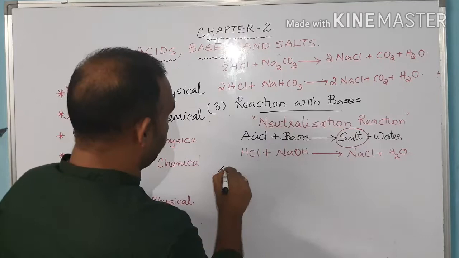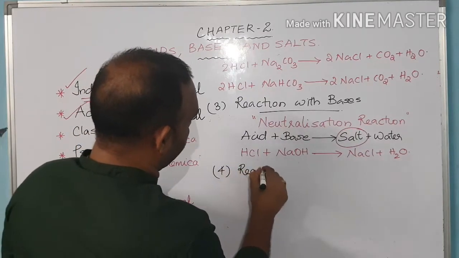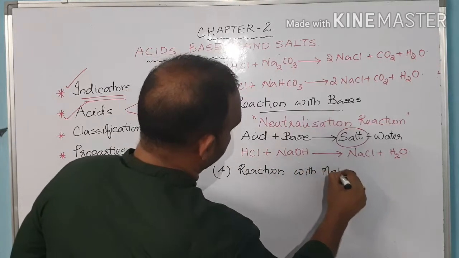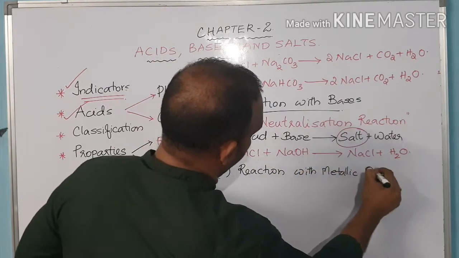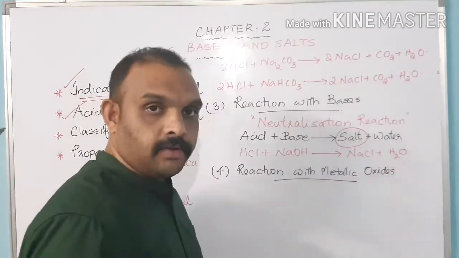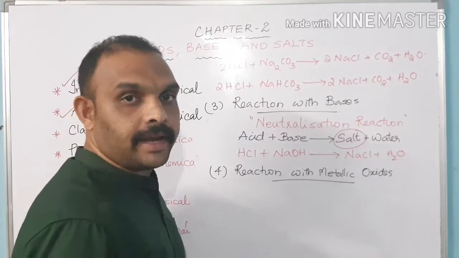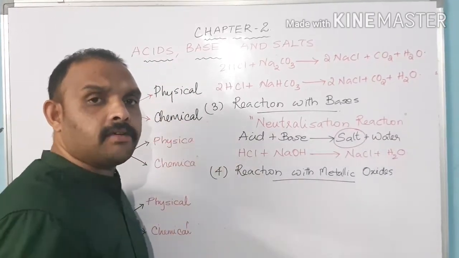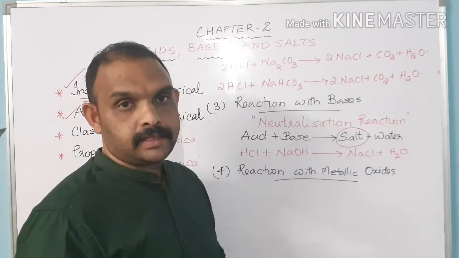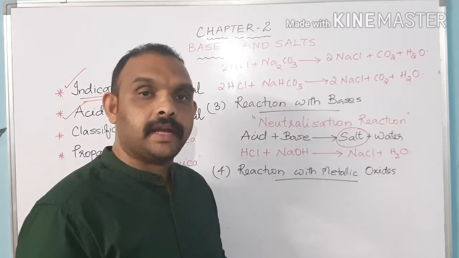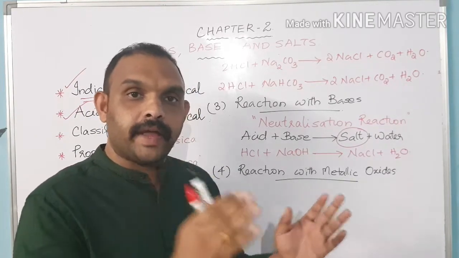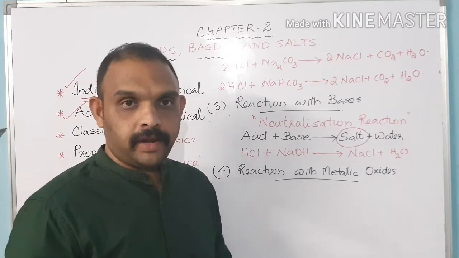Now, what is the fourth chemical property? Reaction of acids with metallic oxides. So what does reaction with metallic oxides mean? Metallic oxides are basic in nature. Metallic oxides like calcium oxide and magnesium oxide are basic in nature. So what will happen when a base reacts with acid? Neutralization reaction will take place.